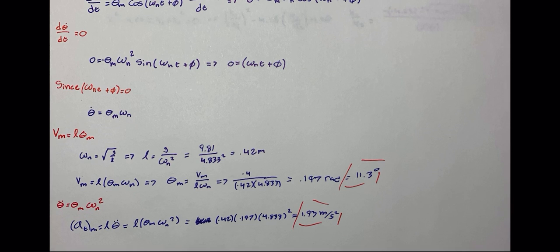And we know that theta double dot is equal to theta m omega n squared, and that acceleration is equal to length times theta double dot. We know theta double dot is theta m times omega squared. So we can plug in all our knowns there and get 1.93 meters per second squared for the acceleration.